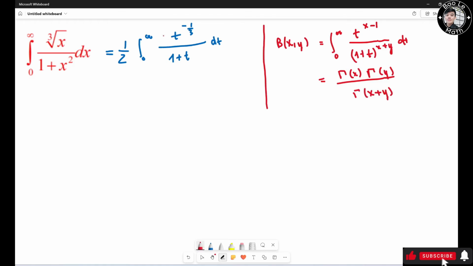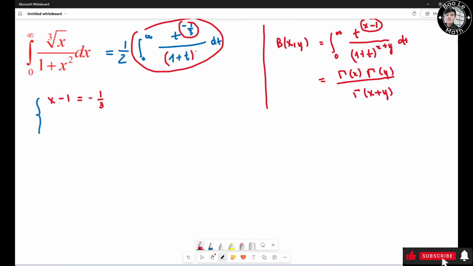Now, our integral is gonna be right here. So I need to match them up. I have a system of equations: negative 1/3 right here equals s minus 1. So I have s minus 1 equals negative 1/3. And this can be written as 1 plus t to the power of 1. So I have 1 equals s plus y, so s plus y equals 1. So I need to solve this system of equations. Very easy: s equals 2/3 and y equals 1/3.